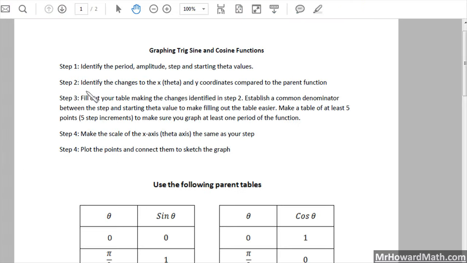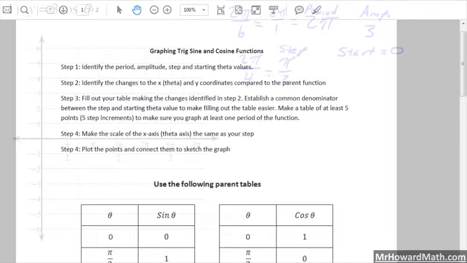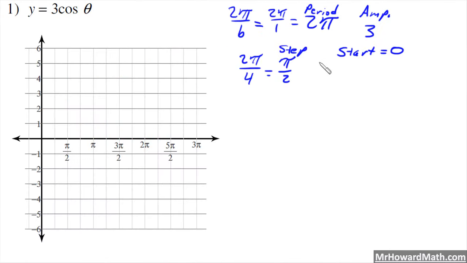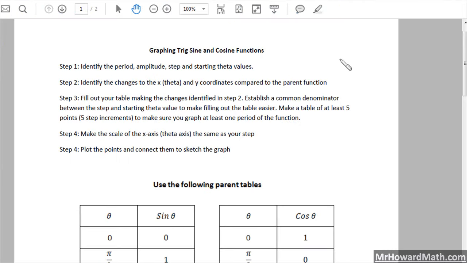Alright, back to our list. Step 2, identify the changes to theta and y coordinates compared to the parent function. We just have a change in our amplitude, and that is it. That is the only change here. That's this 3 multiplier right here. That's it. And step 3, fill out your table.